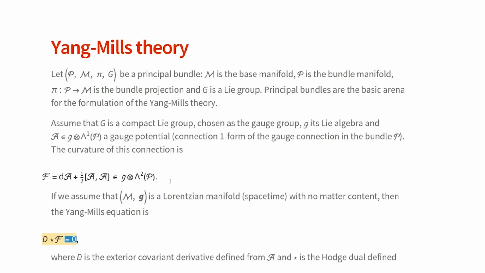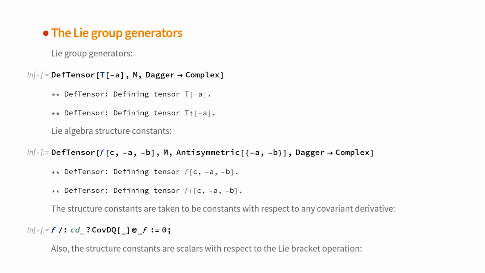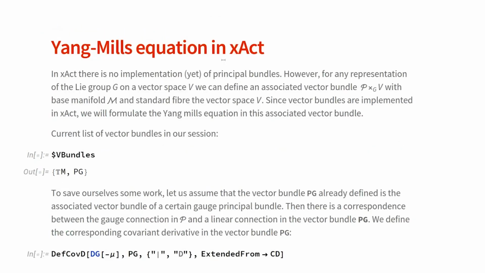Well, now in xAct there is no implementation yet of principal bundles, but it turns out that for any representation of the Lie group on a vector space, we can define an associated vector bundle with base manifold M and standard fiber the vector space V that we use for the representation. So if we want to implement Yang-Mills equations in xAct, we can just work with the associated vector bundle, and that is what I'm going to do next.